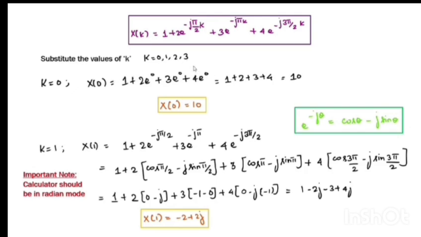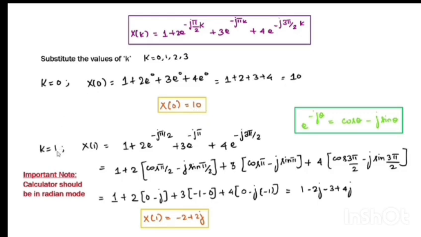So this is going to be very much simpler, that is everything will become e power 0. And we all know that anything raised to the power of 0 is 1. So ultimately we will be adding up all the terms, that is nothing but 1 plus 2 plus 3 plus 4, which is equal to 10. This is nothing but x of 0 is 10.